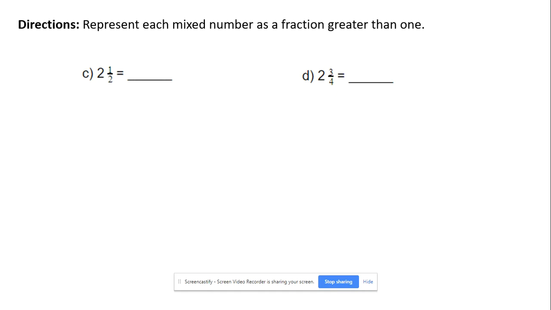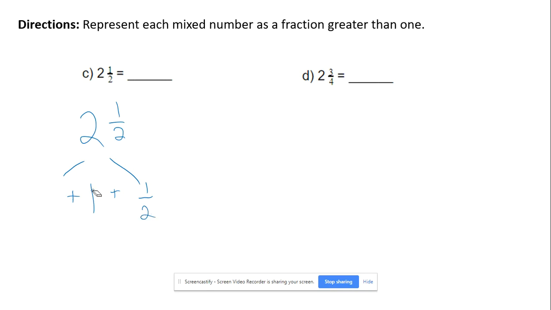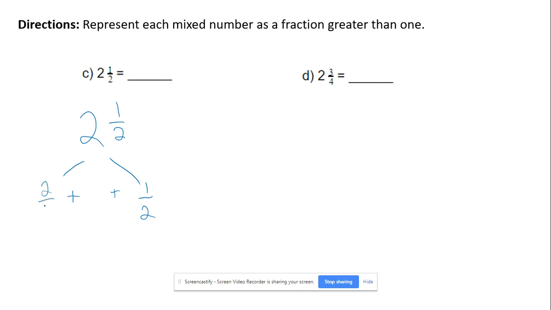Last part. 2 1/2 can be broken up to 2, which is 1 plus 1, plus the half. We can rewrite 1 as a fraction, which we know would be 2 halves plus 2 halves. When we add that up, 2 halves plus 2 halves plus 1/2 is 5 halves.